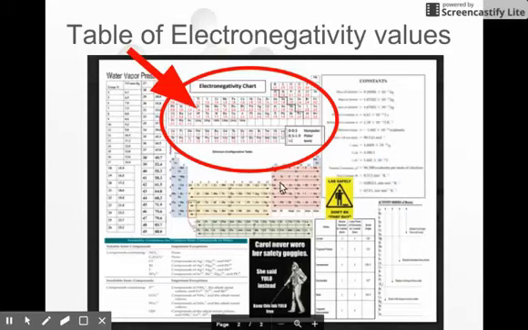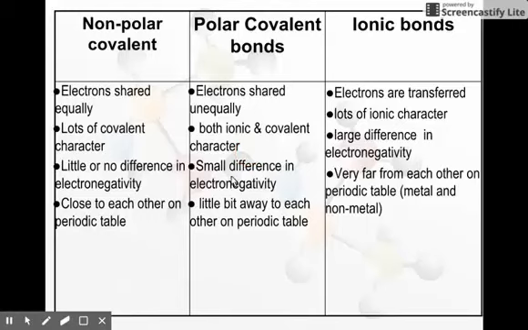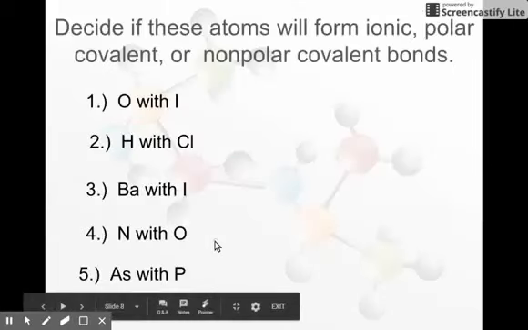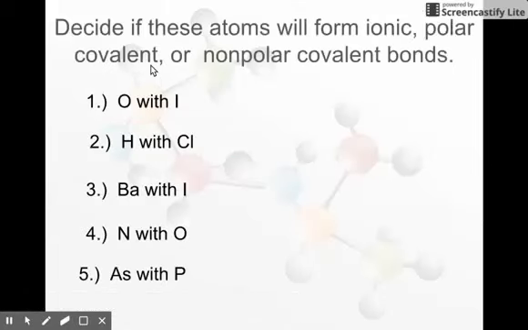So you have this chart on your reference sheet. So it's on the back side. There's an electronegativity chart. And then there are the differences there if you don't have those memorized. So 0 to 0.5, nonpolar, 0.5 to 1.9, polar, 2 or greater is ionic. So let's practice using this chart. So let's decide if these atoms are going to form an ionic, polar covalent, or nonpolar covalent bond.